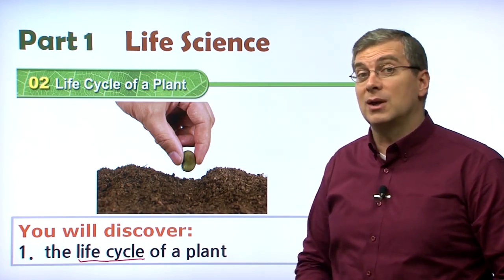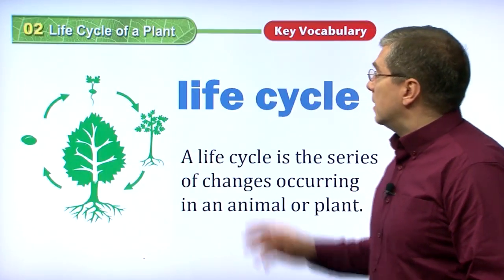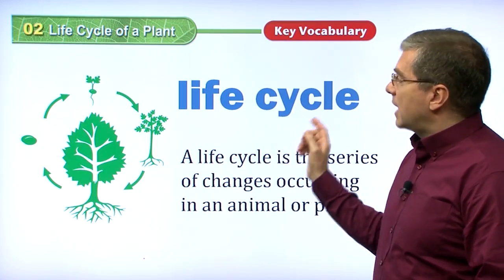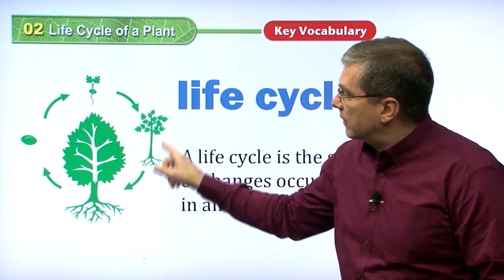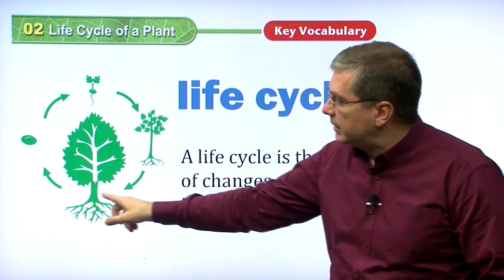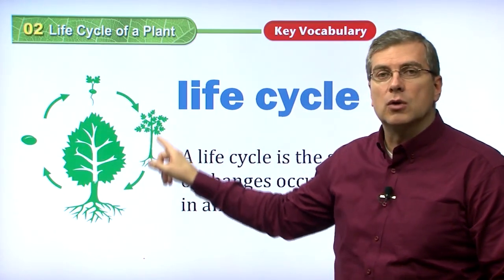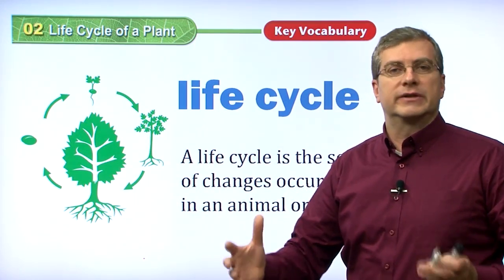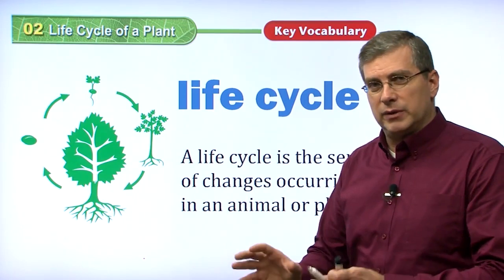Let's get started into our lesson. Here we see the life cycle, as I've described before. The life cycle is the cycle of life. It's how something grows into an adult and then dies and then comes back and grows again. Life all around us is going through this cycle. We can see examples of babies.